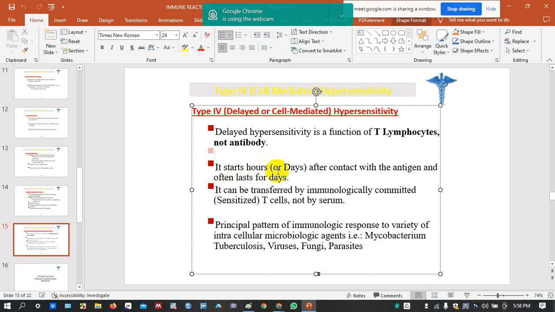It starts hours or days after contact with the antigen and often lasts for days. That's why we say it is the delayed type or cell-mediated delayed type hypersensitivity reaction. It can be transferred by immunologically committed or sensitized T cells, not by serum.